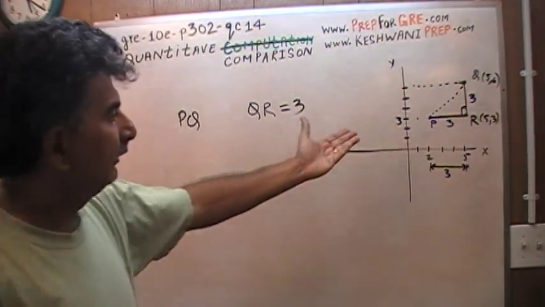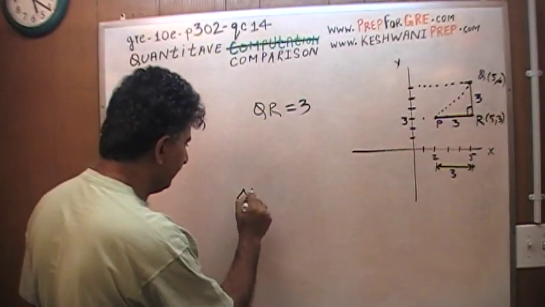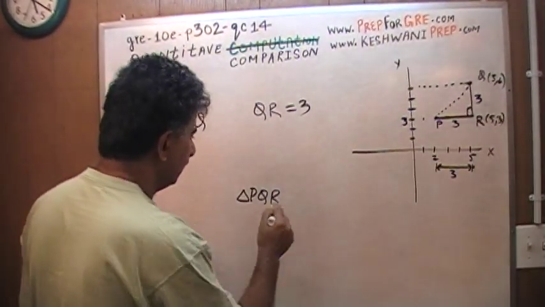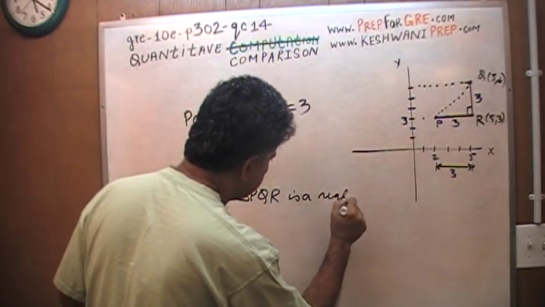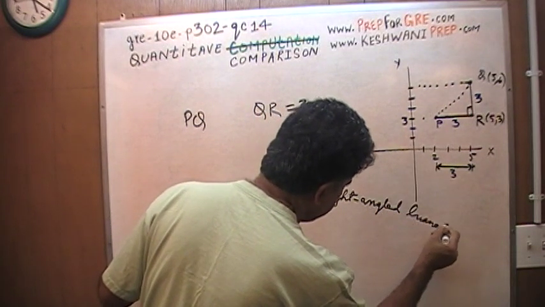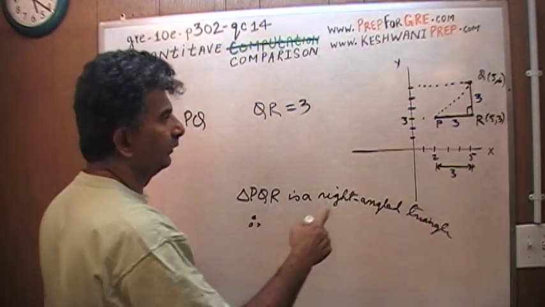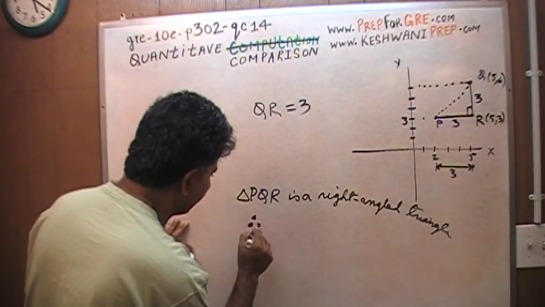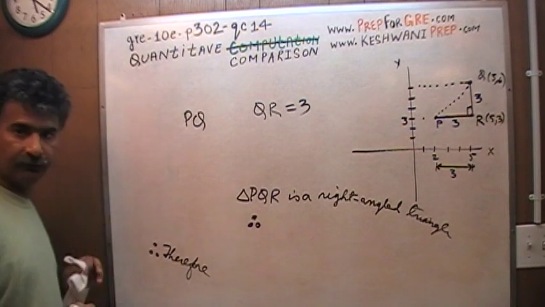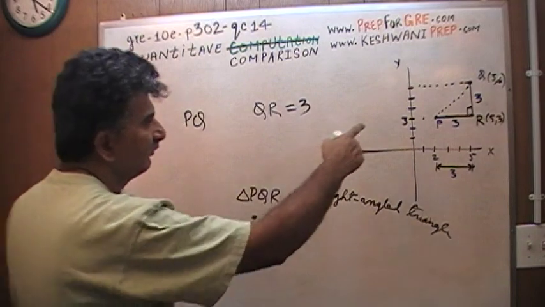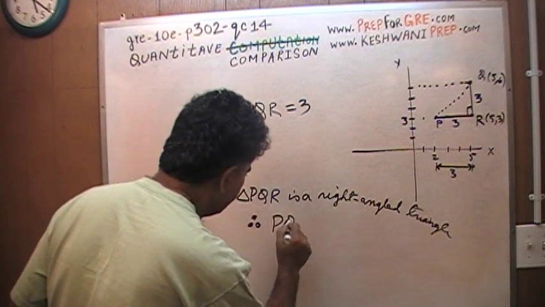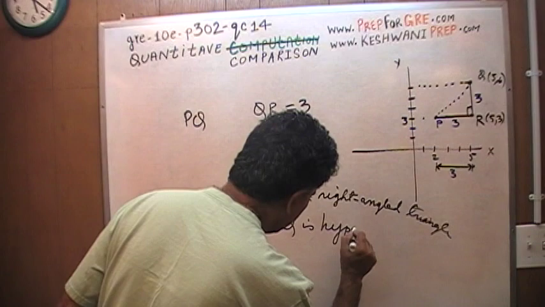Since you can clearly see that triangle PQR is a right angle triangle, therefore the distance PQ, and for those of you who do not know, this symbol means therefore, the distance PQ is the hypotenuse.